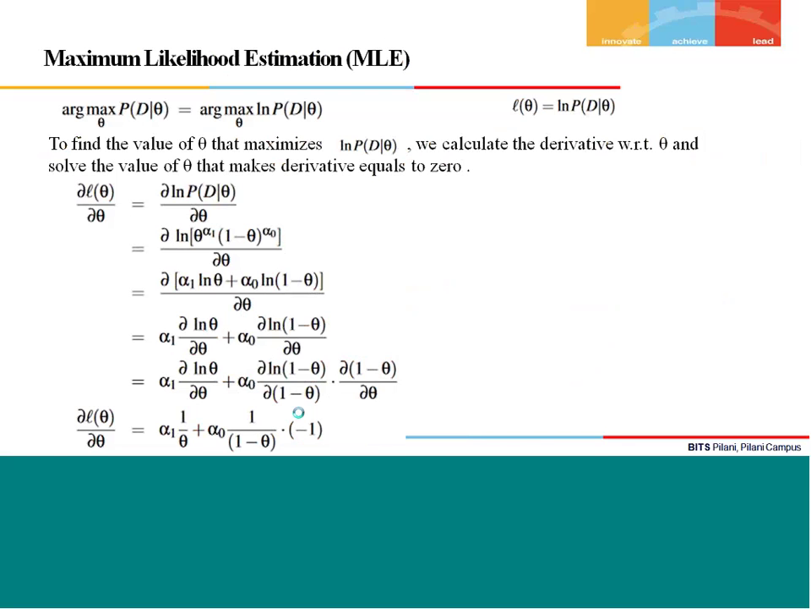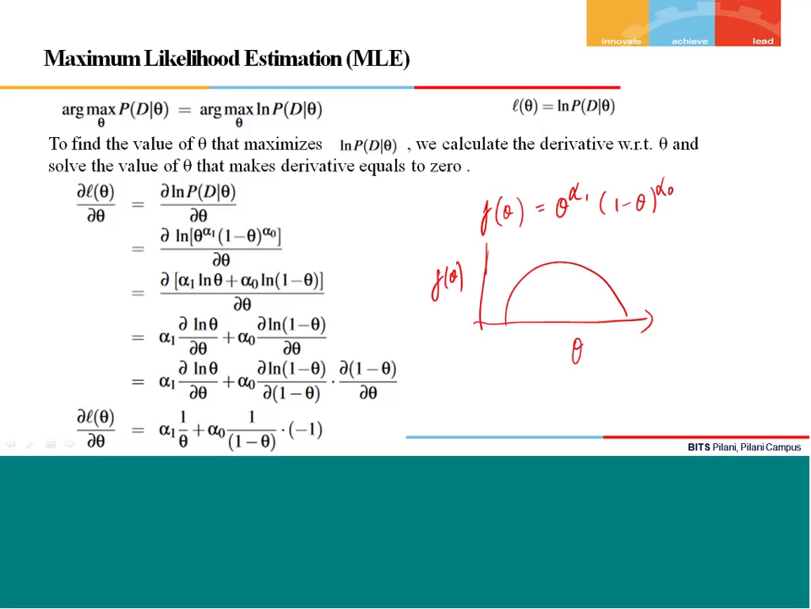Now you want to find out what is the value of theta which maximizes that function. So it is very straightforward. We know that this is a function, let's say f of theta is theta to the alpha 1 times (1 minus theta) to the alpha 0. I want to find out the max of this function. Let's say this is a parabolic function, and this goes here, theta. So this is my function value f theta. I want to find out that value of theta where f theta is maximum.